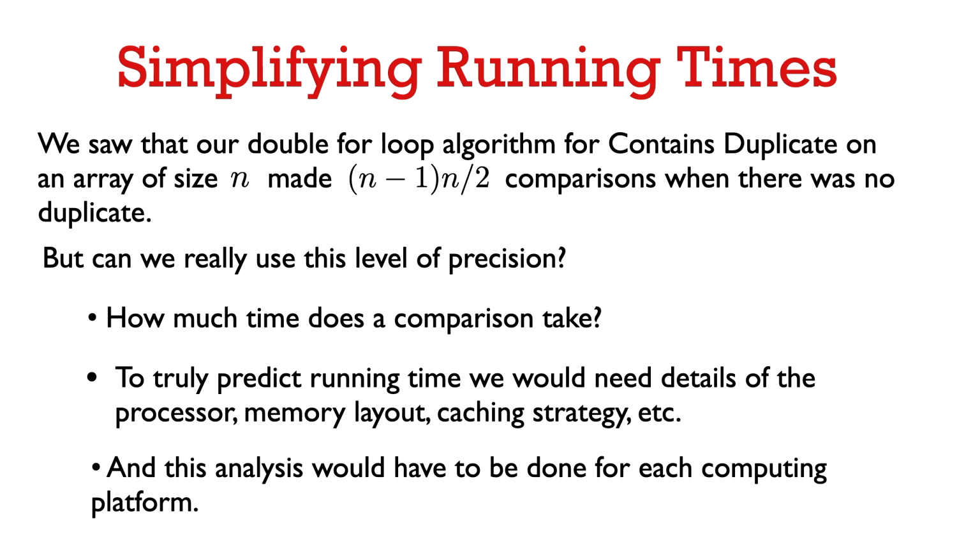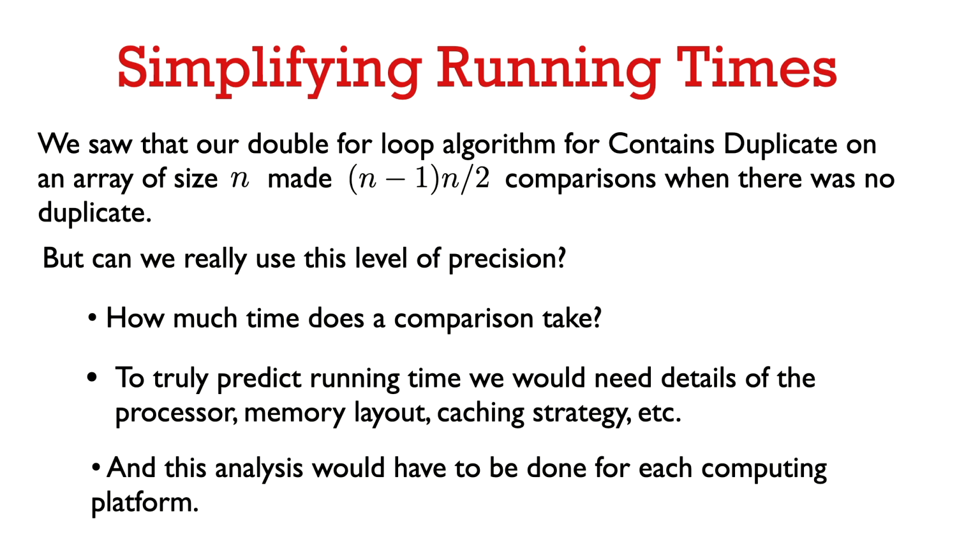In the last lecture, we carefully counted how many comparison operations the double for loop algorithm for contains duplicate made in the case where the input had no duplicate. This gave us a fun problem, to sum the numbers from 1 to n minus 1, and we figured out that this sum is n minus 1 times n divided by 2.